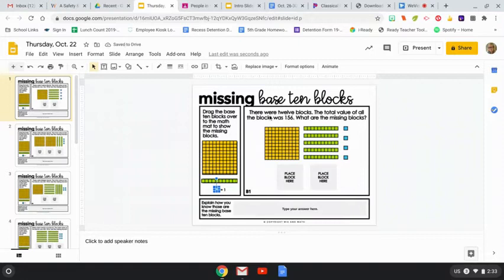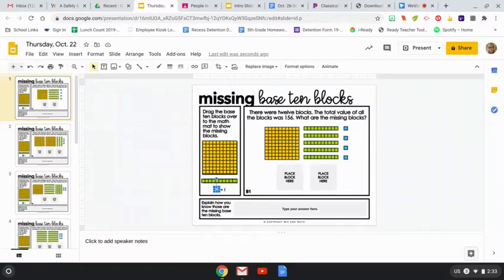Over here it tells you almost like a story problem of how you need to figure out what base 10 block is missing. And you might have to create groups because, as we've learned today, base 10 blocks are based on groupings of 10. So there were 12 blocks. The total value of the blocks was 156. What are the missing blocks?